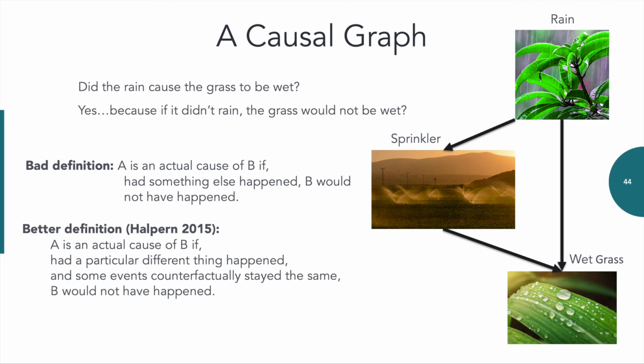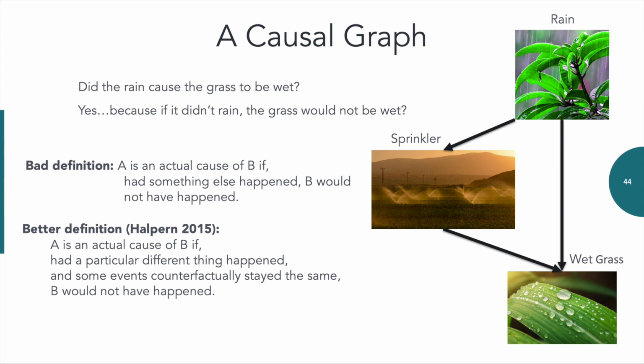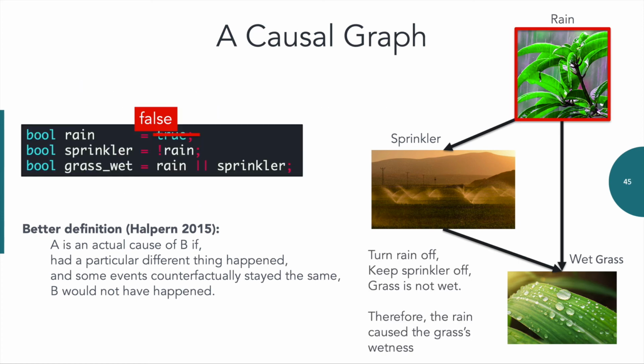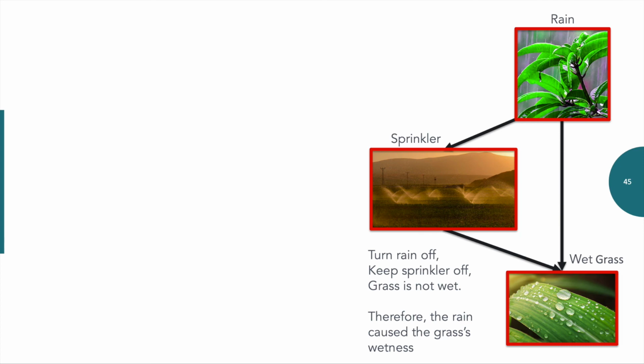And there have been a number of definitions proposed to work around this, and one that I like a lot is the Halpern 2015 definition, which says that we're also allowed to keep some things the same. I was looking at this counterfactual world where the rain did not come on. And of course, the real definition has a lot more Greek letters, but here's how it plays out in this example. So we say, well, what if the rain didn't come on, and we keep the sprinkler off because in the actual execution, the sprinkler was off, then the grass would not be wet. And so from this definition, the rain happening is an actual cause of the grass being wet.